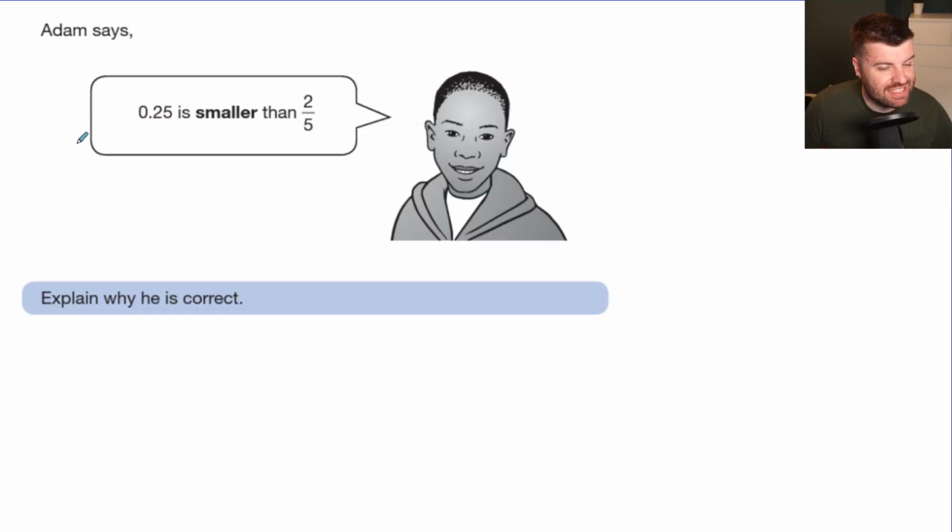Next question. This is a reasoning type question where you have to explain, and you're not actually given marks for saying whether he's right or wrong, because it says here, look, explain why he's correct. Let's see what Adam said. 0.25 is smaller than 2/5. So you have to do a bit of maths first.